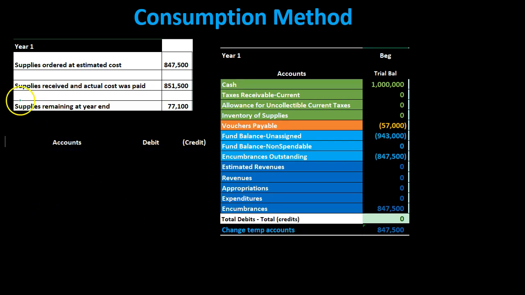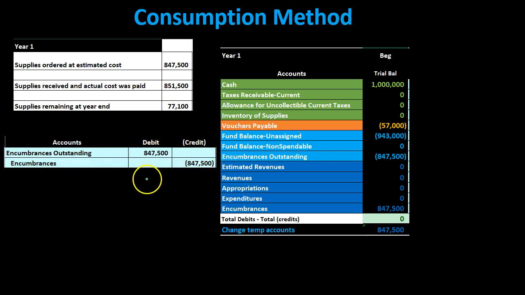And then the next item, we're going to say that the supplies were received and the actual cost was paid. So this whole amount, the encumbered amount, has now been received, at which point we can record it under normal accrual type of accounting, and under this modified accrual as an expense, or expenditure, here. And we then need to reverse the encumbrance and record the expense. So at this point, we're going to reverse the entire encumbrance. This would be the normal type of process.